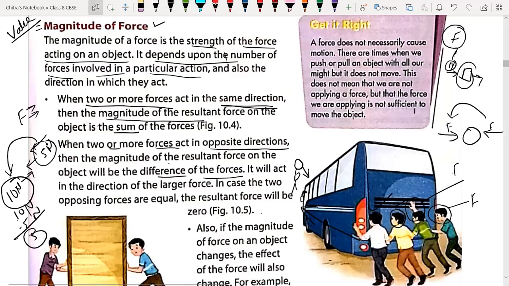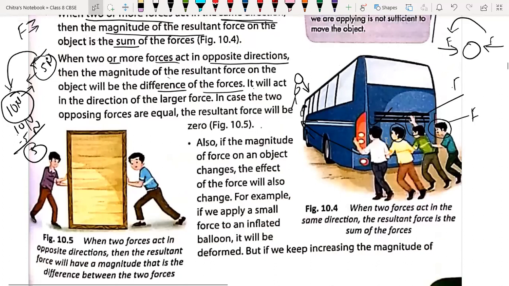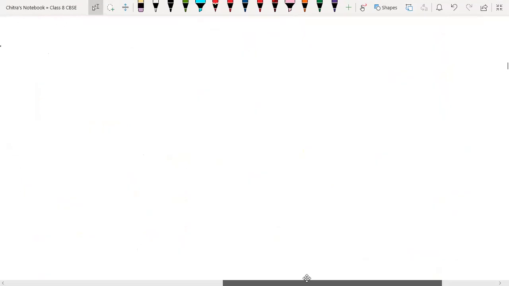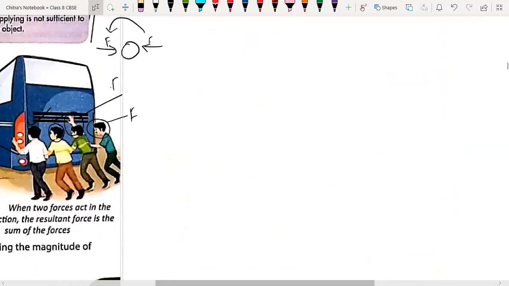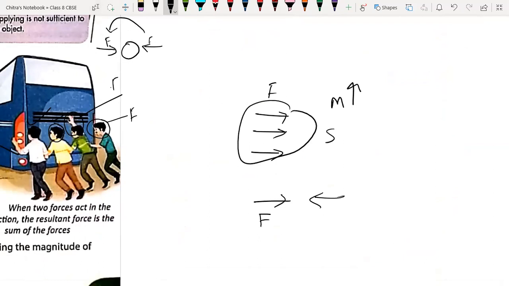Sir, means we can say that force increases, magnitude decreases, magnitude increases, force decreases? No. If forces are in the same direction, see, suppose here we have the force, and if those forces are acting in the same direction, then its magnitude increases. If forces are acting in the opposite direction, like this, here we have the force. If they are in the same direction.